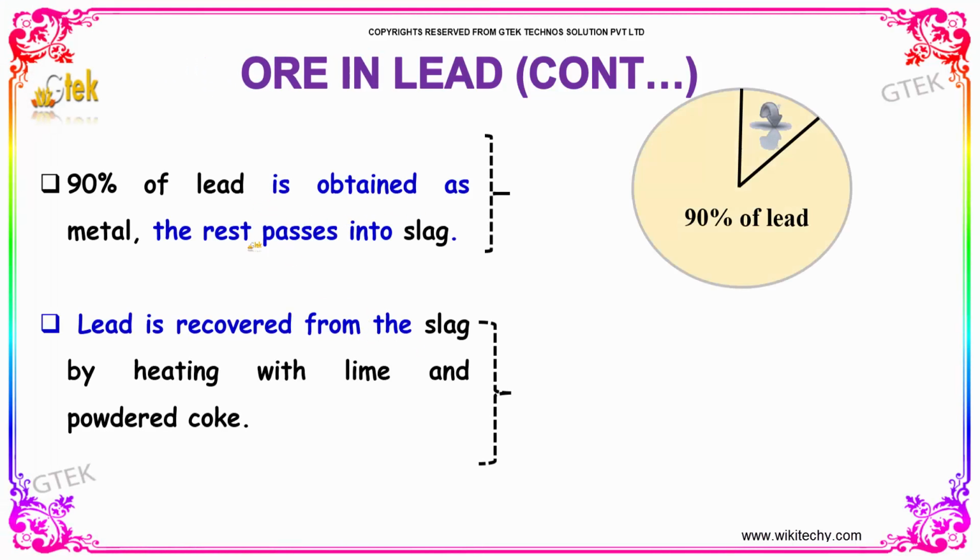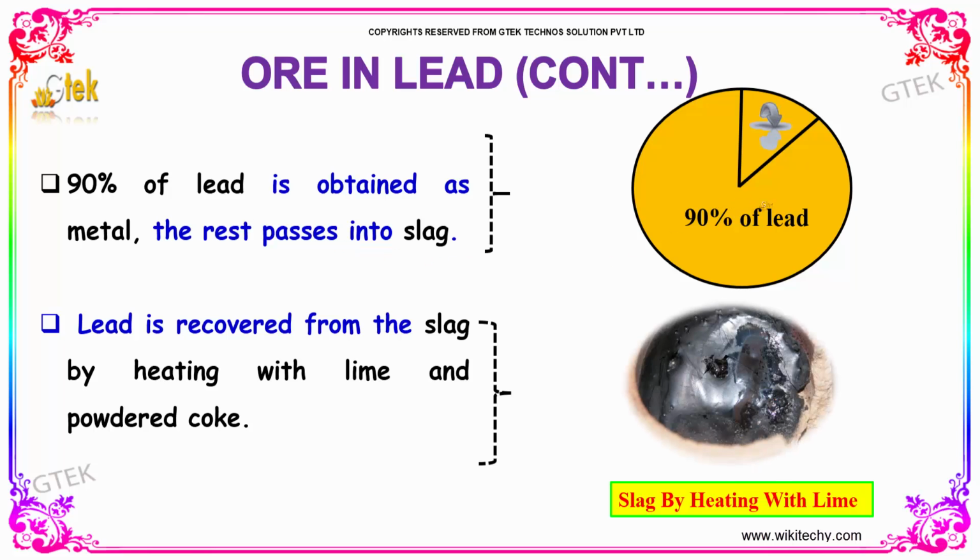90% of lead is obtained as metal. The rest passes into slag. The lead is recovered from the slag by heating with lime and powdered coke.